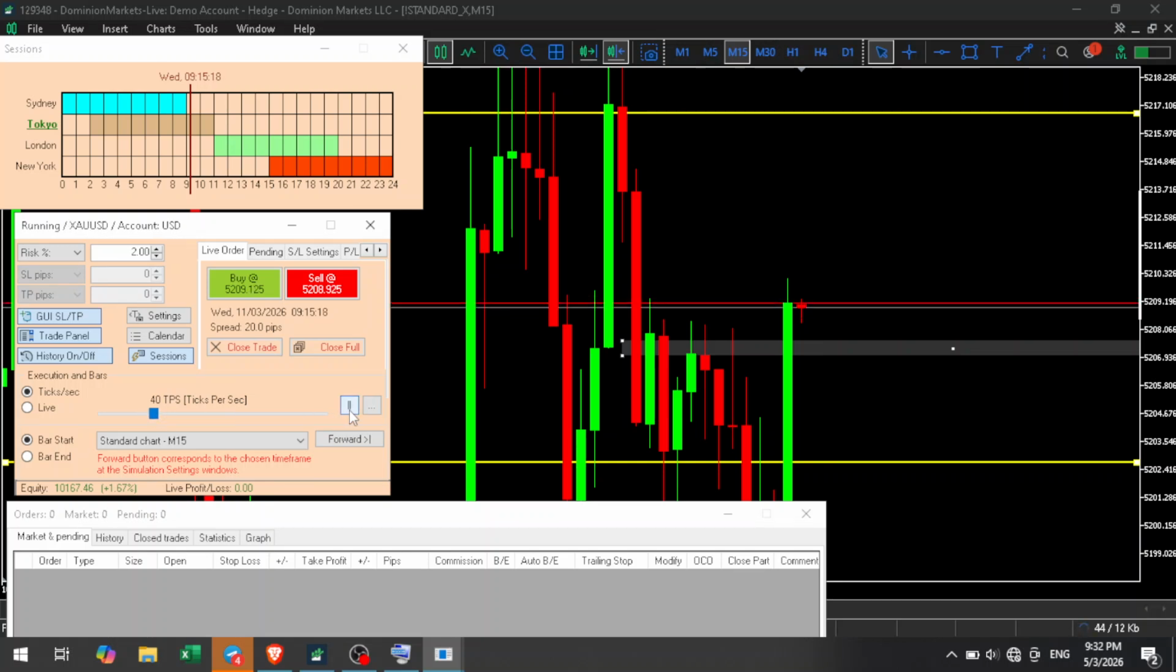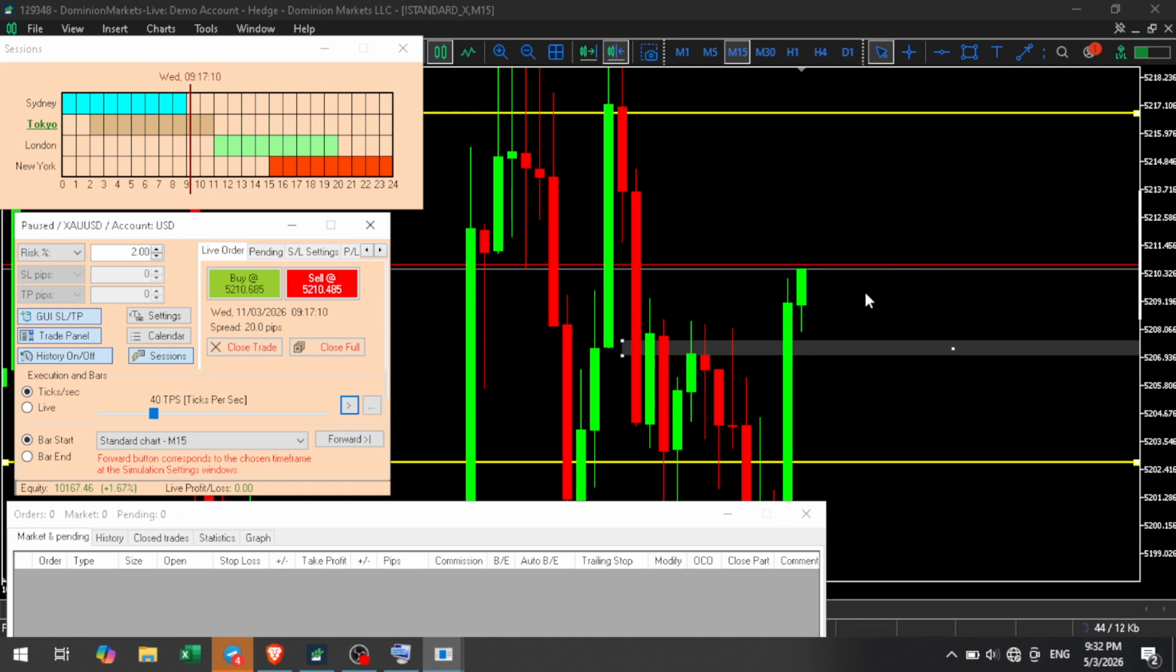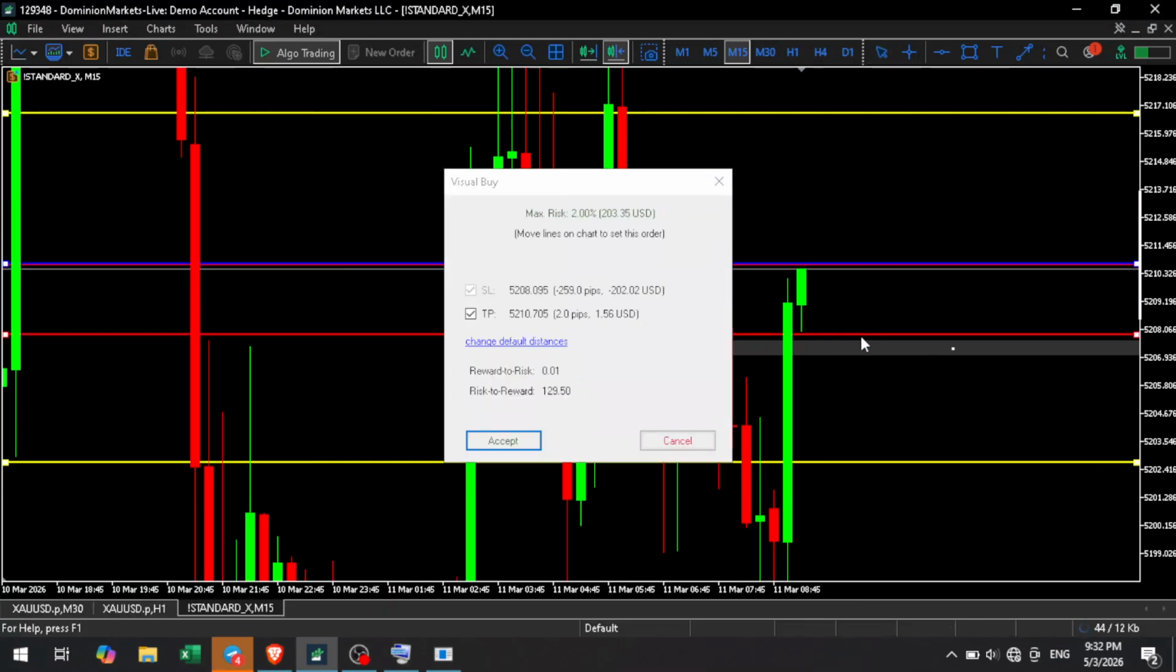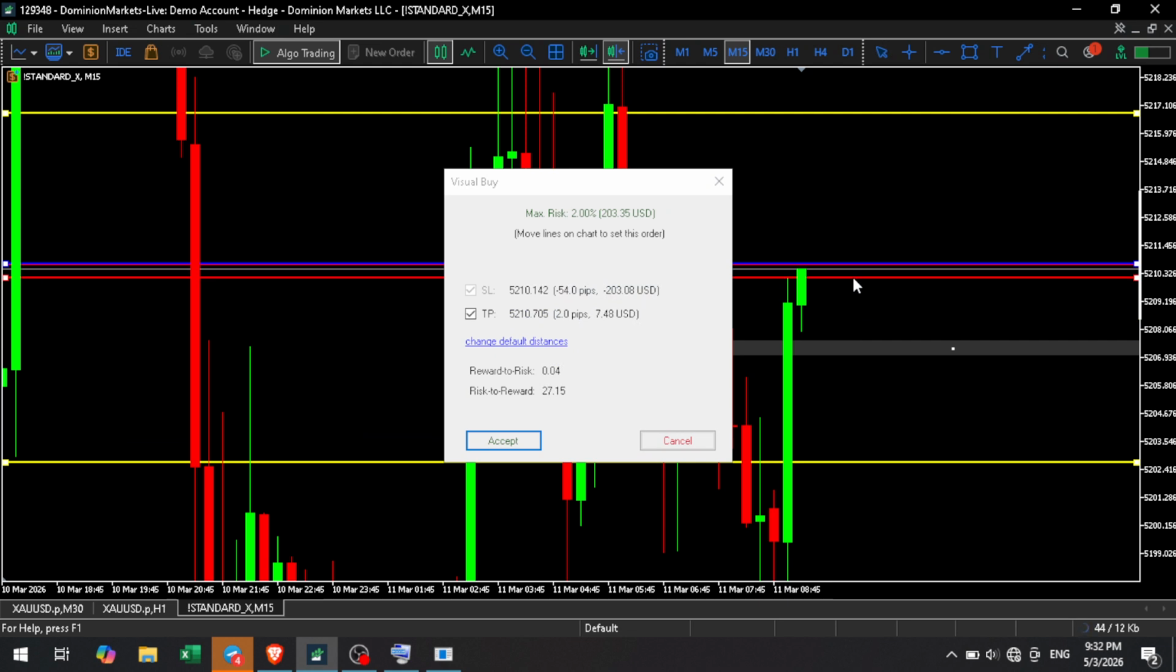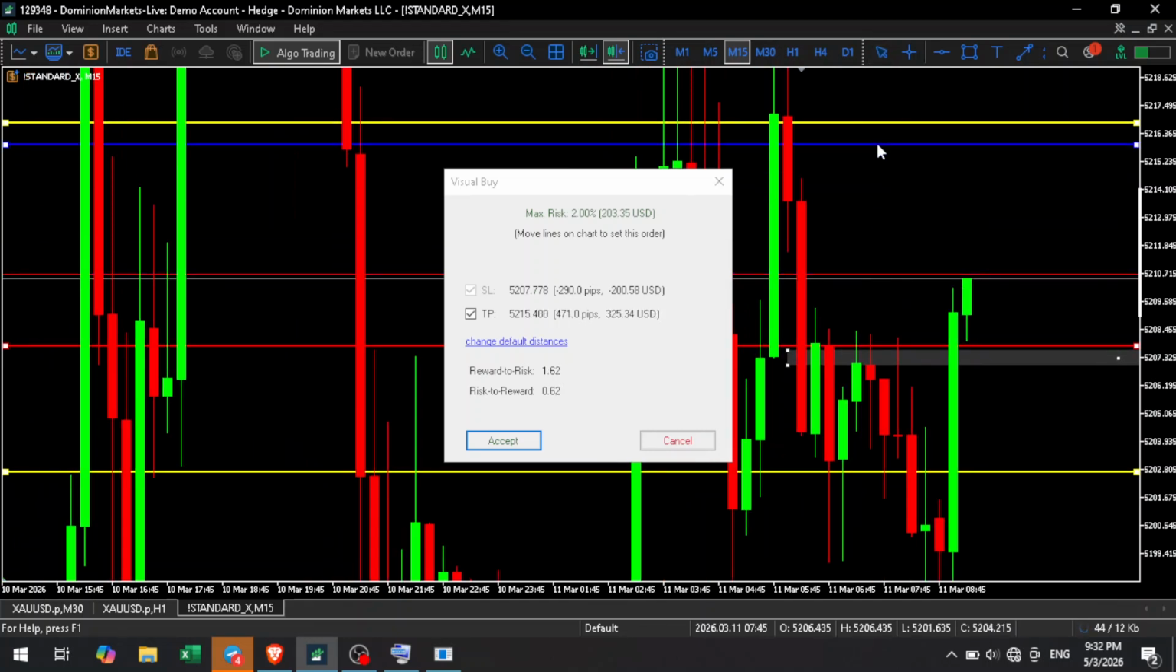Okay, should we get in? I think we should. We are about 5 pips away from our ideal entry point. What is this? 28. Let's go 29 and get this at a nice 1 to 2.